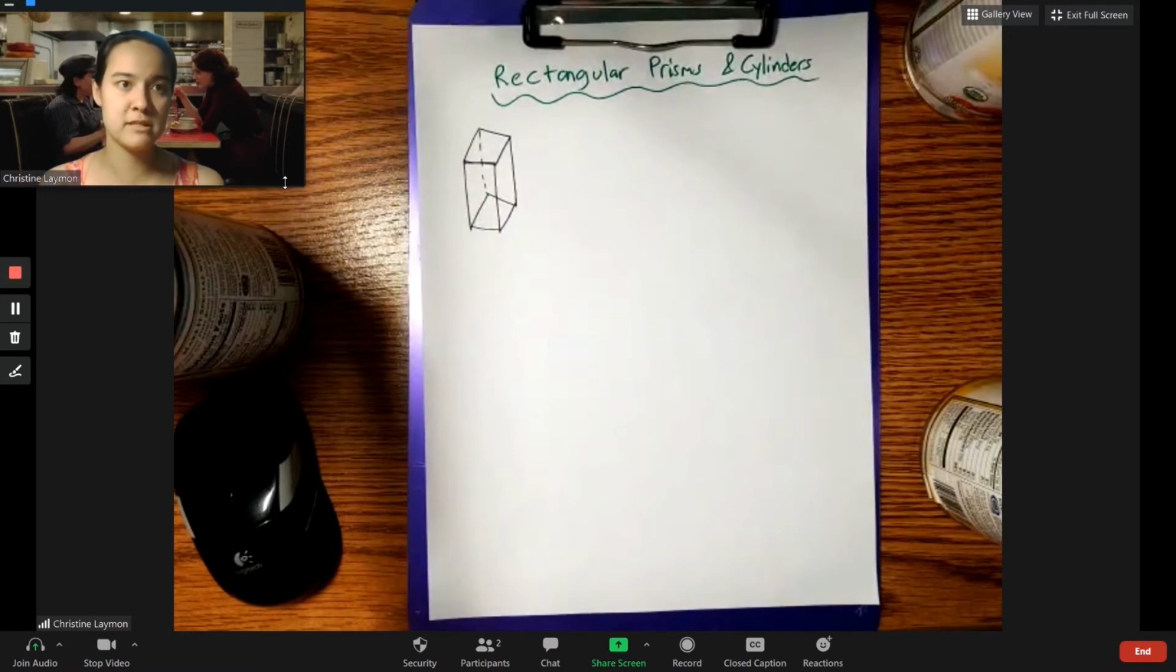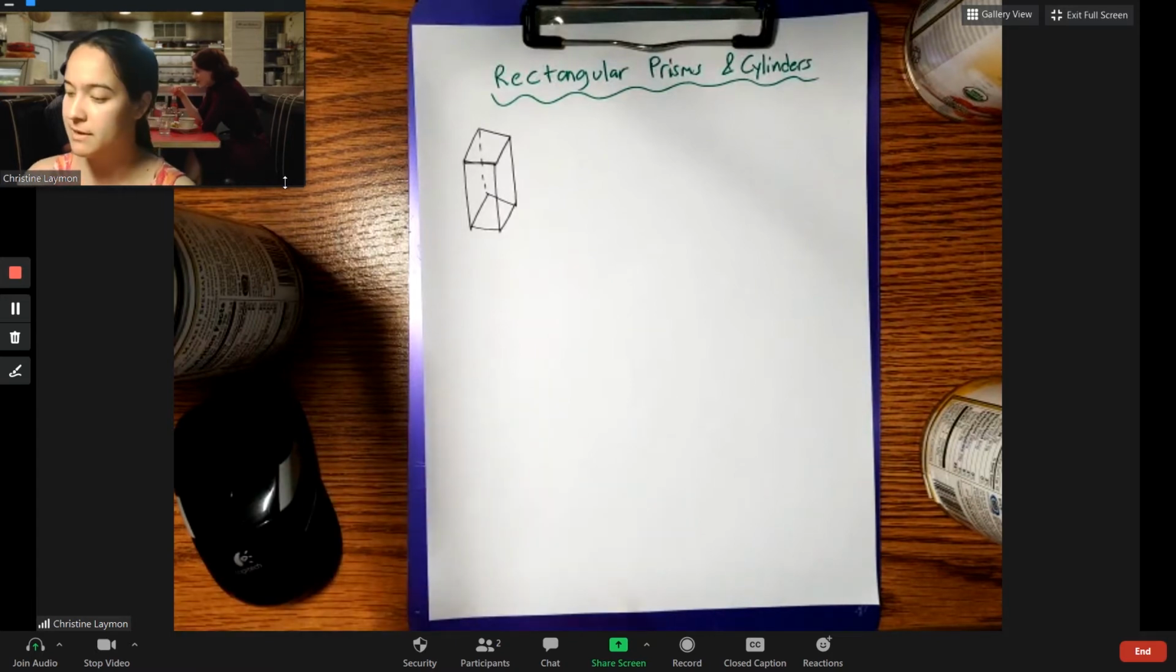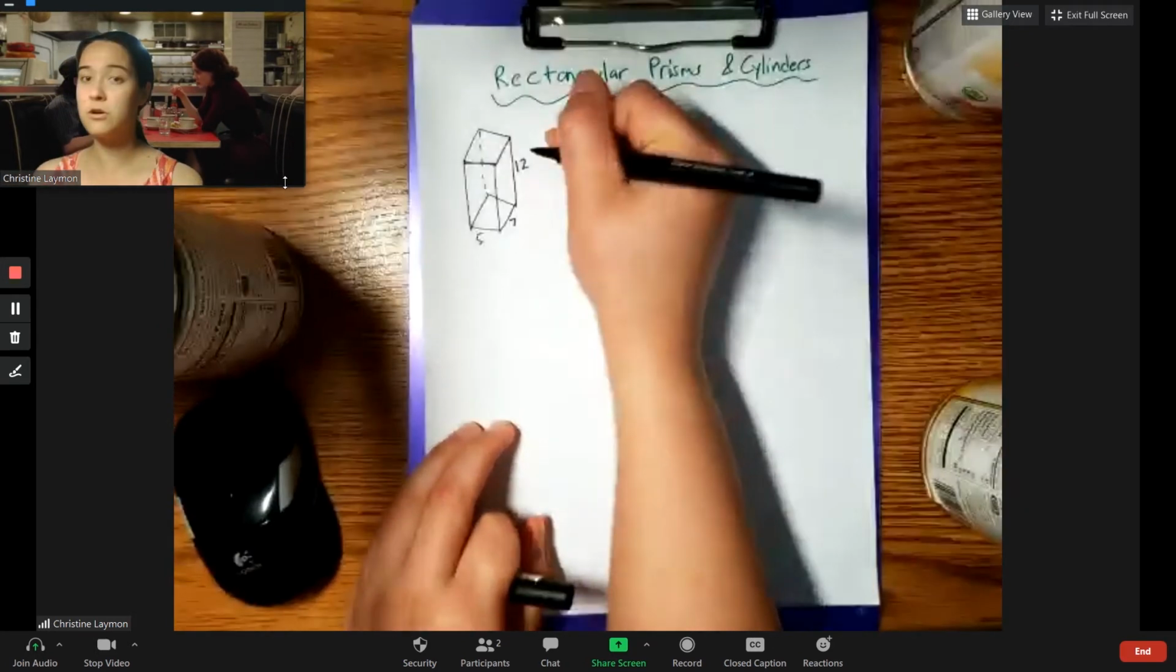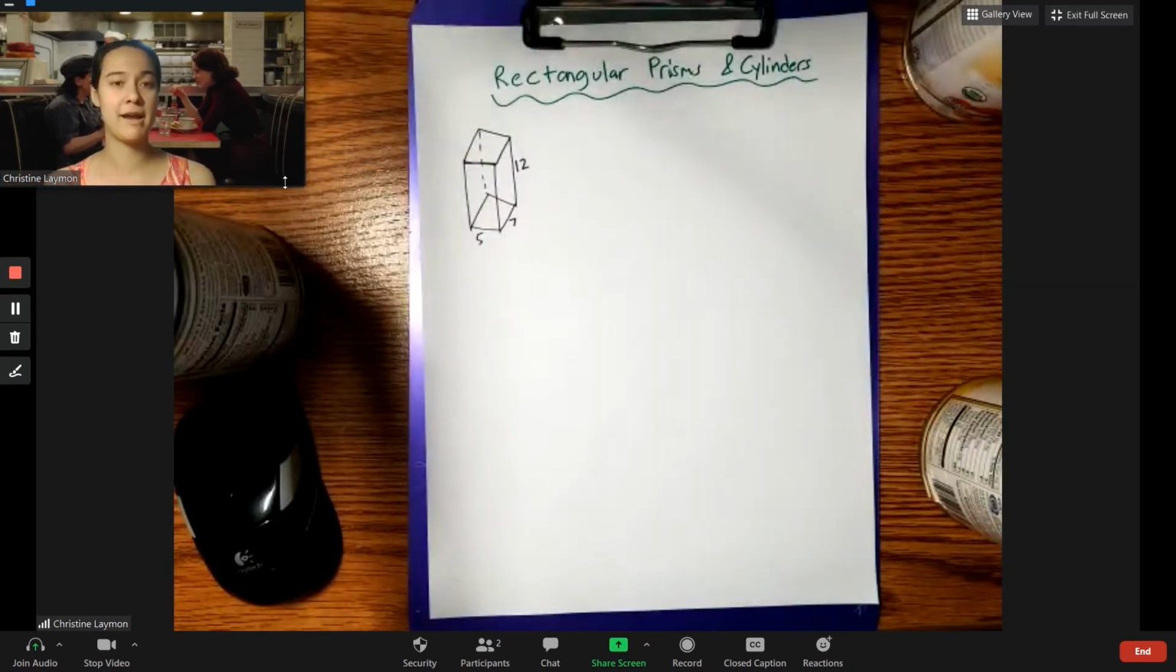Is my picture perfect? Definitely not. But it's just a sketch. It's just something so you can tell what's happening. So let's say this is a rectangular prism. Let's say this is 5, 7, and let's call that to be 12. All right, let's start by finding the volume because volume is easiest. So let's say I want to fill this box with cereal.